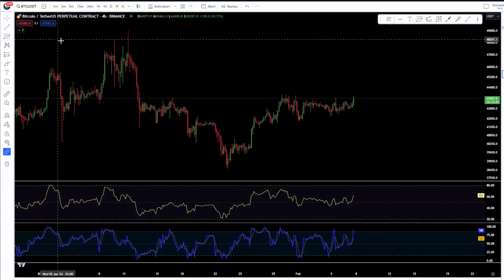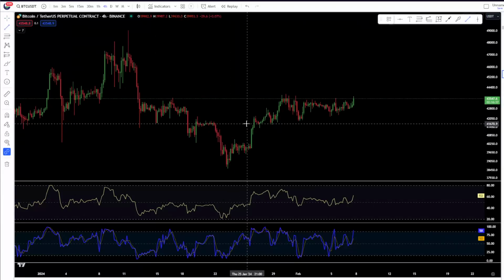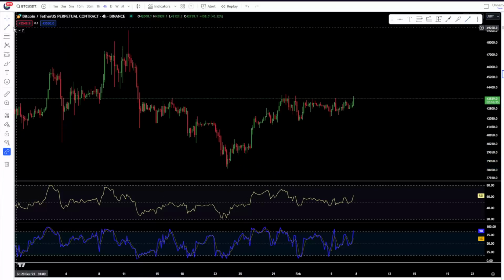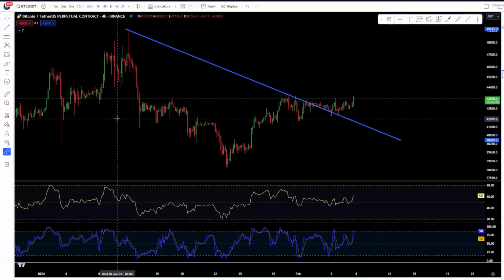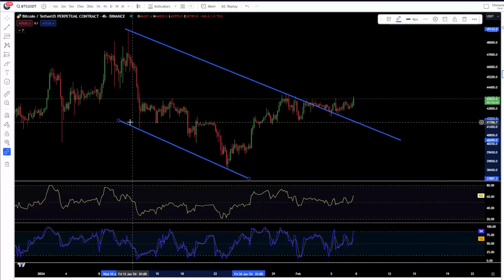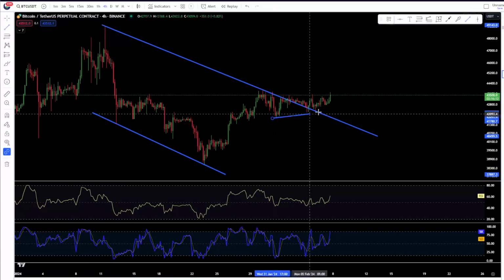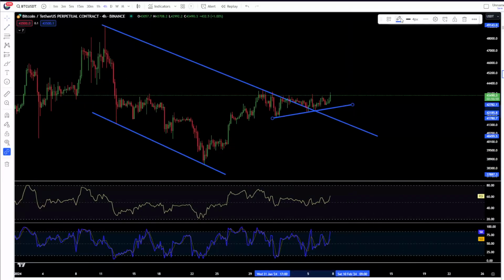Let's start by checking the current situation on the BTC to USDT pair, taking into account the 4-hour time frame. First, we will use blue lines to mark a strong downward trend channel from which the price moved sideways, from which we can determine a local upward trend.